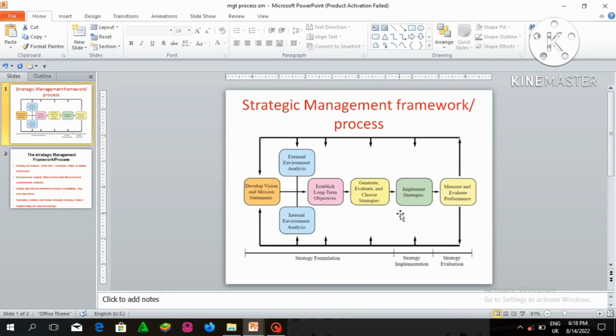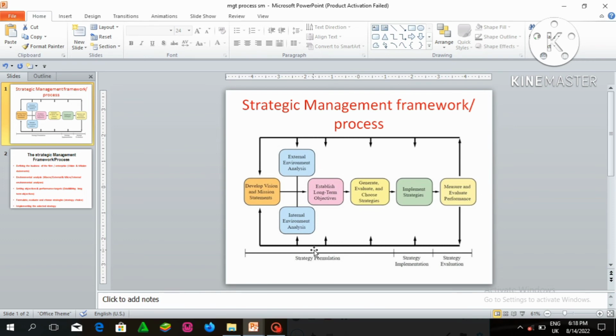After choosing one strategy, you need to implement the strategy you have chosen, and from there you'll be able to measure and evaluate the performance of this strategy. So those are the various steps. There are 6. You define the business, carry out environmental analysis, establish the long-term objectives, strategy choice, implement the strategies, then measure and evaluate performance.